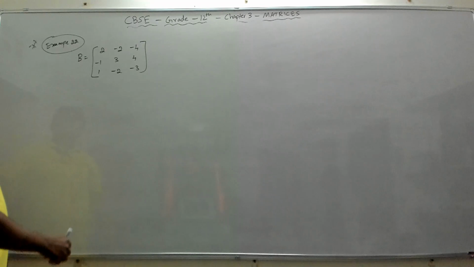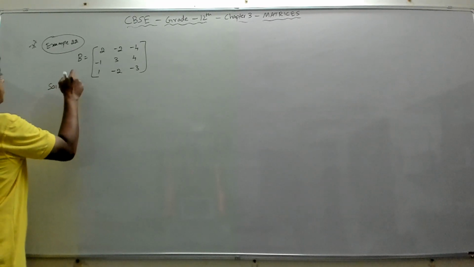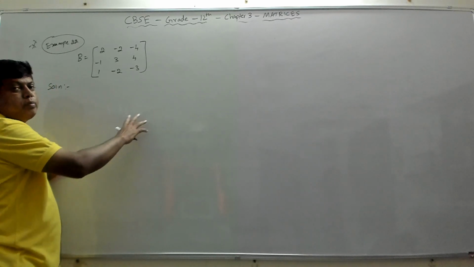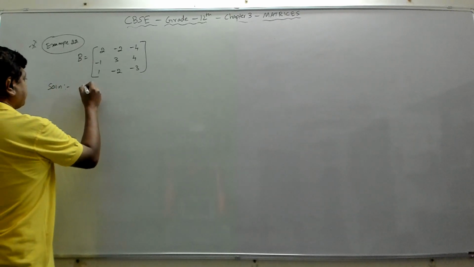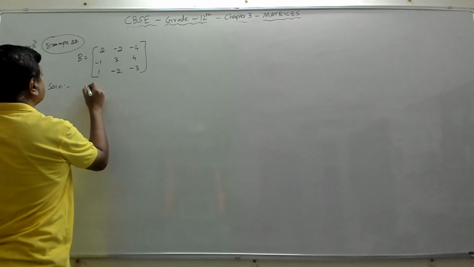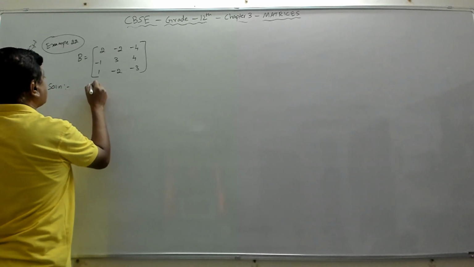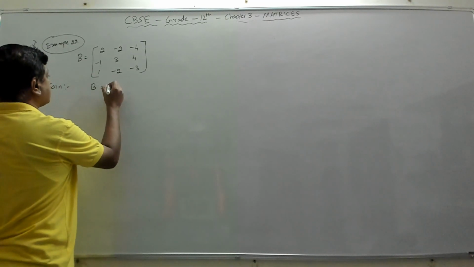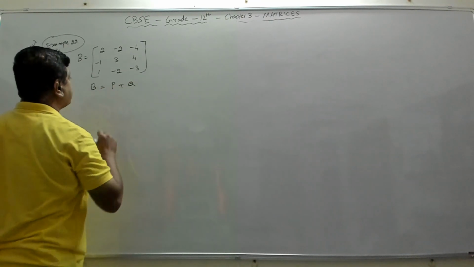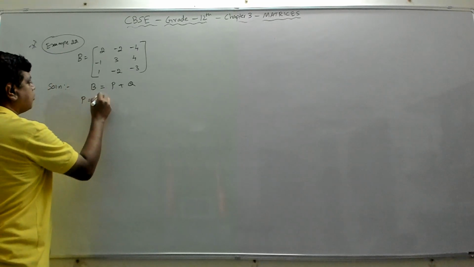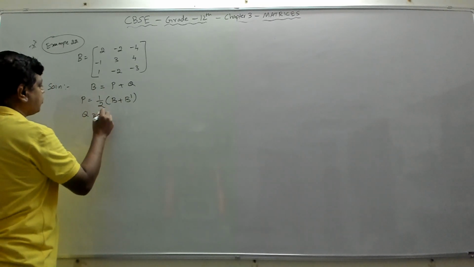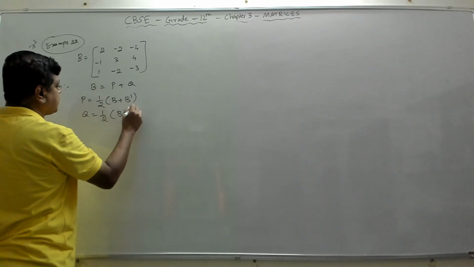Right? So then what do we do? Solution is, we have to write B as a sum of two matrices. One should be a symmetric matrix, the other one should be a skew symmetric matrix. So B is P plus Q, where P is equal to 1 by 2 of B plus B transpose, and Q is equal to 1 by 2 of B minus B transpose.